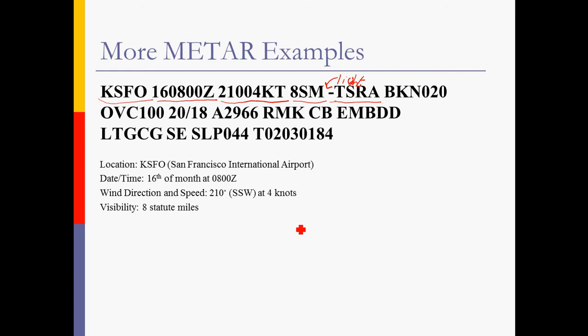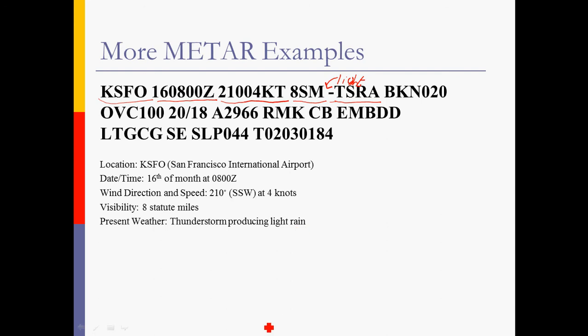Typically, precipitation is either reported as light, moderate, or heavy. Light is given by the dash, heavy by a plus, and moderate doesn't require a special character in front of the precipitation code. So, for example, if just moderate snow, not light or heavy snow, but moderate snow was being observed, you would see SN. Not plus SN or minus SN, but just SN. So present weather is a thunderstorm producing light rain.